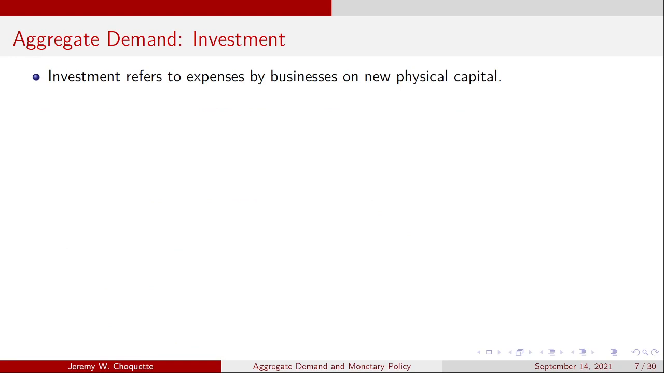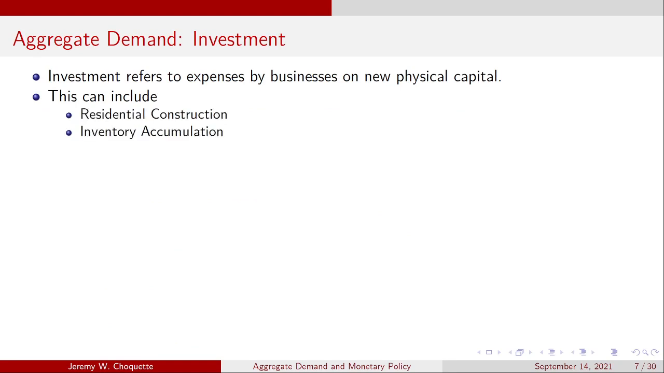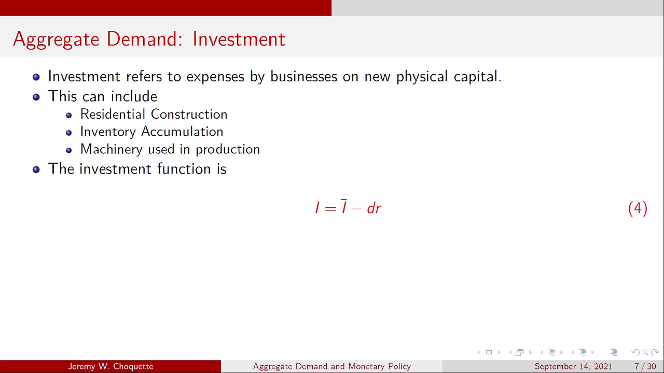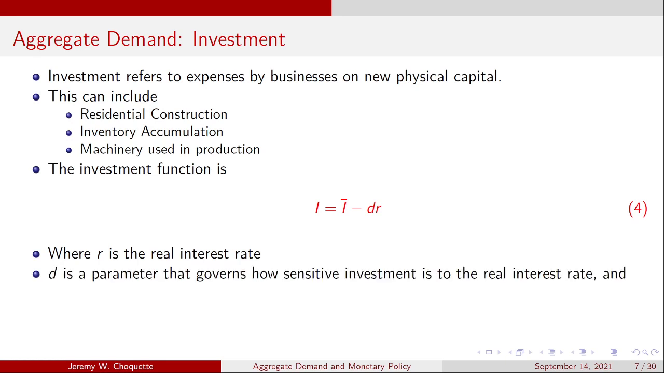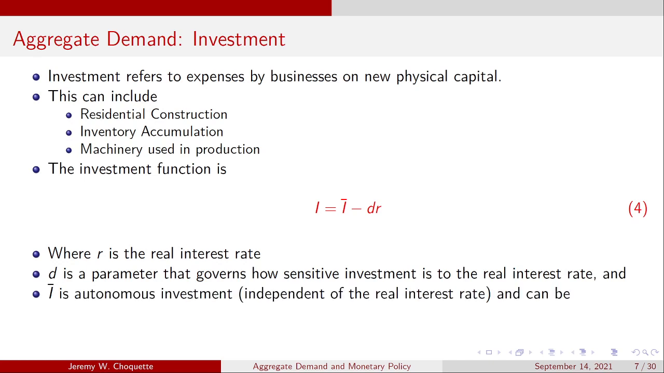Now, investment refers to expenses by businesses on new physical capital. This can include stuff like residential construction, inventory accumulation, machinery that's used in production, things like that. Now, the investment function is given by equation 4. I equals I bar minus D times R, where R is the real interest rate, D is a parameter that governs how sensitive investment is to the real interest rate, and this I bar is autonomous investment, so it's investment that is independent of the real interest rate.